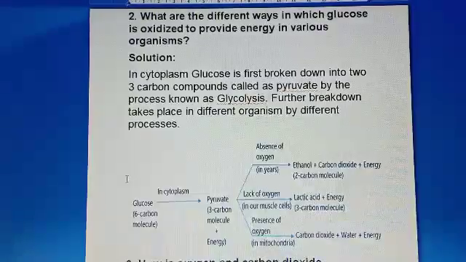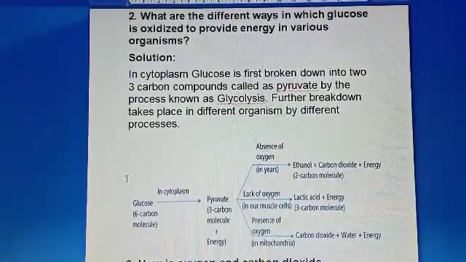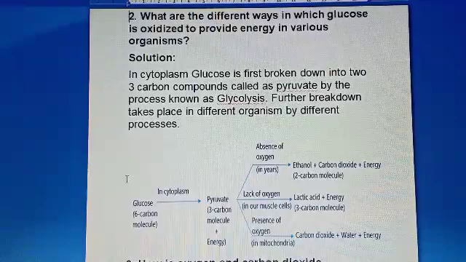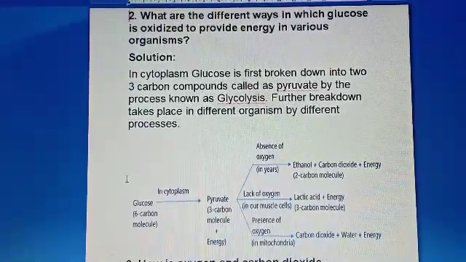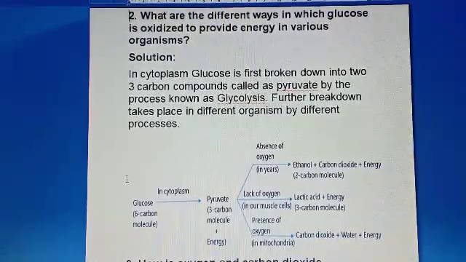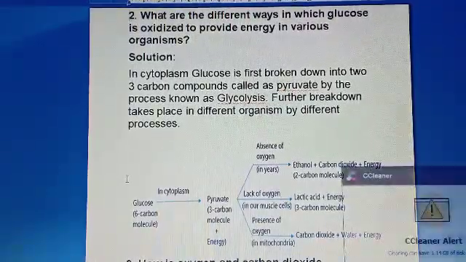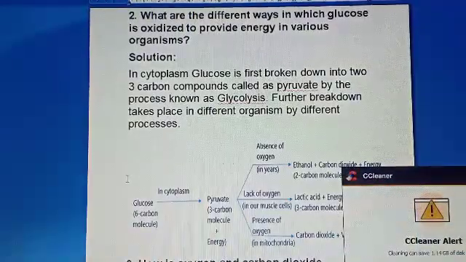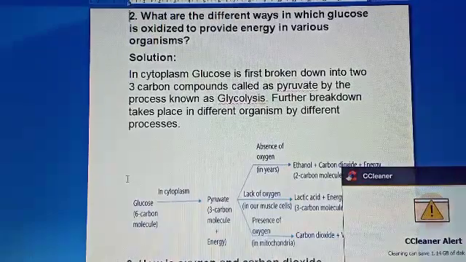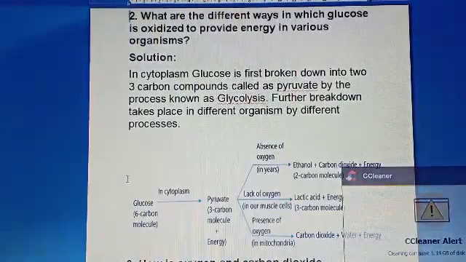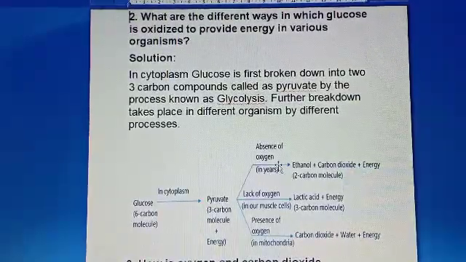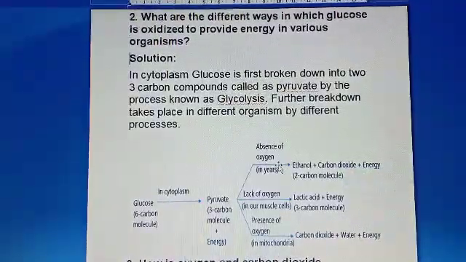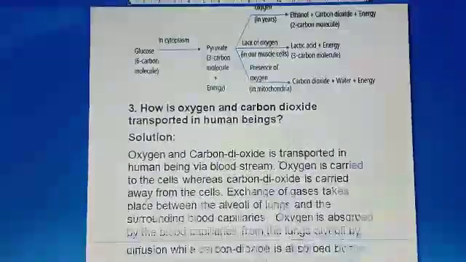So in the exam, if asked to write down aerobic and anaerobic respiration with the equation, then you have to write down this equation. And if asked what are the different ways in which glucose is oxidized to form energy in various organisms, even in that case you have to write down this answer. Now let's see the other question.